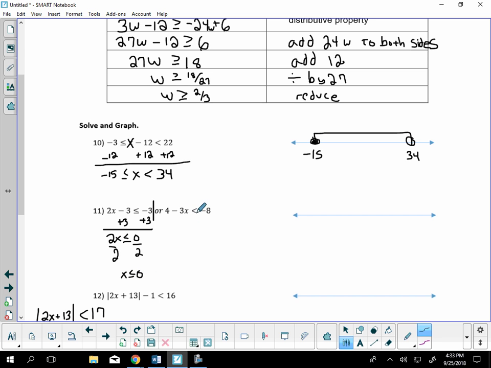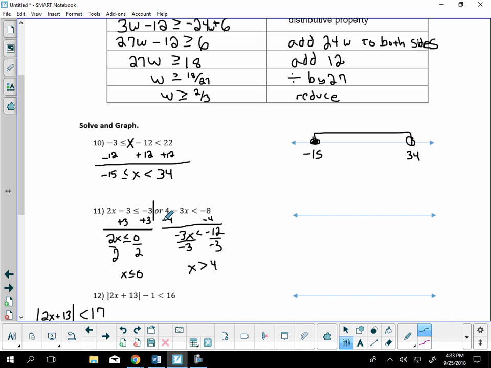Now I need to solve this one over here, so I'm going to -4. And when I do that, I get -3x is less than -12. I'm going to be dividing by -3. And when I do that, I need to flip the direction of that inequality sign, and I get 4.